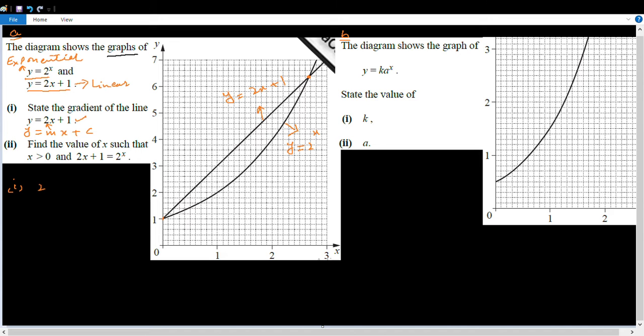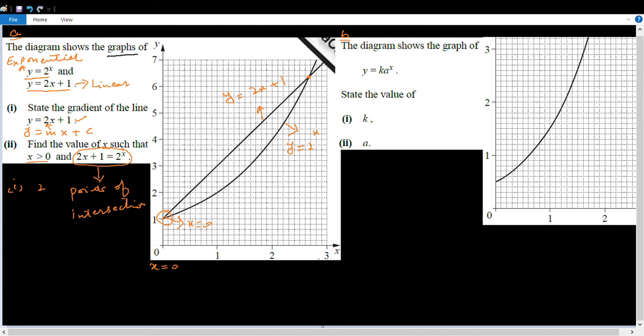The second part is to find the value of x such that x is greater than 0. So 2^x is equal to 2x plus 1. When they have made both the equations equal, it means you have to quickly look for the points of intersection. So one point of intersection is this. Here x is equal to 0.